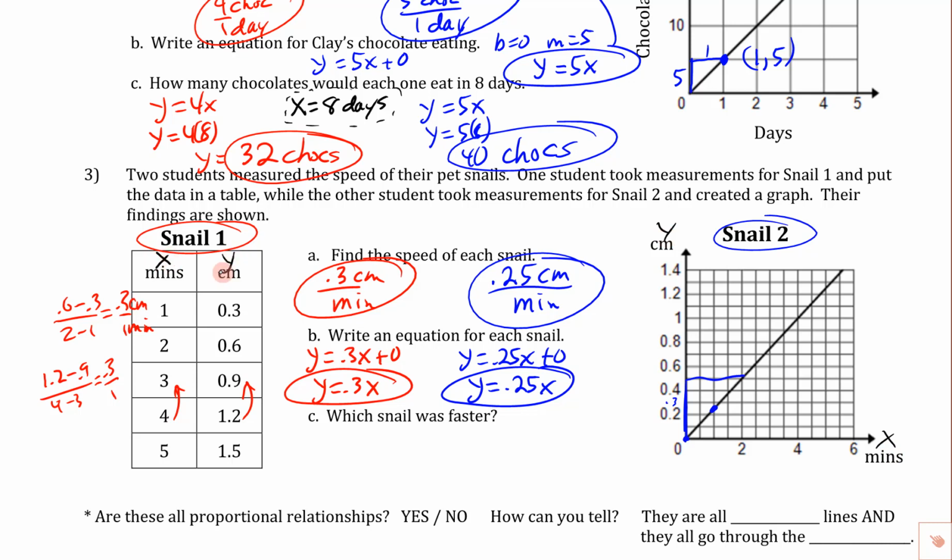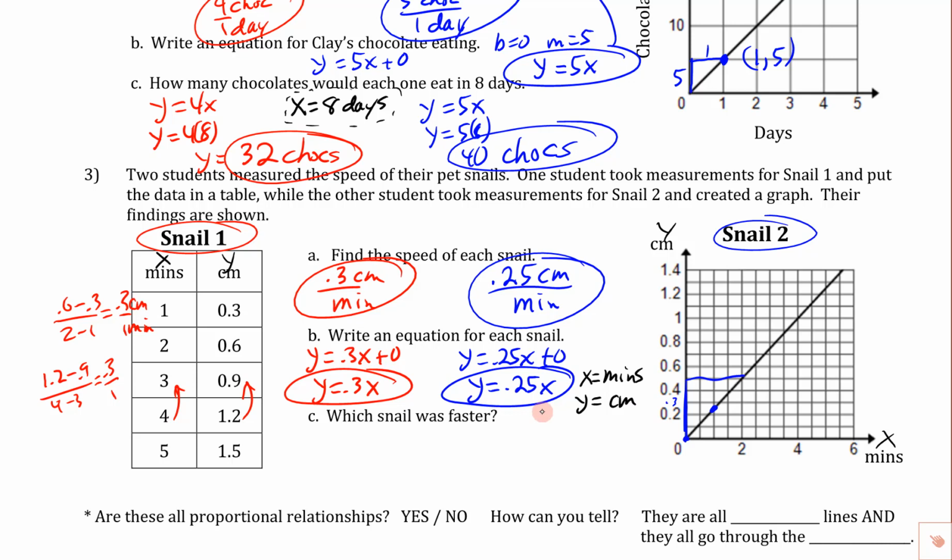This would be like the x and this would be like the y. So it's the same thing for each one of them, as it should be. So x equals minutes and y equals centimeters. So we've given a complete answer for that one right there. We wrote the equation and we told everybody what the variables represent. And then it says which snail is faster.